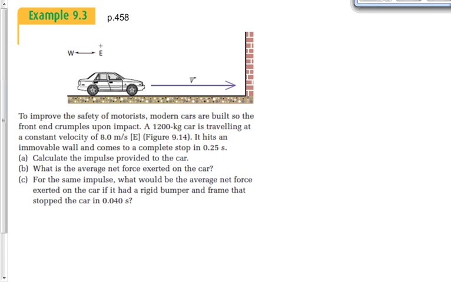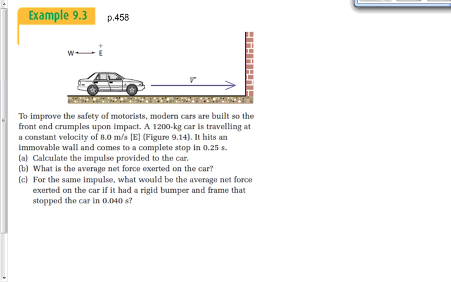To improve the safety of motorists, modern cars are built so that the front end crumples upon impact. So what that means basically is when this car crashes into the wall, the front end gets destroyed. The front end gets a lot smaller. It compresses, right? And that's for a safety feature. That's a good thing. Older cars didn't do that very much, and the car stood up better to a crash, but you didn't stand up better to a crash, because in the end, all the energy was transferred to you instead of the car itself.